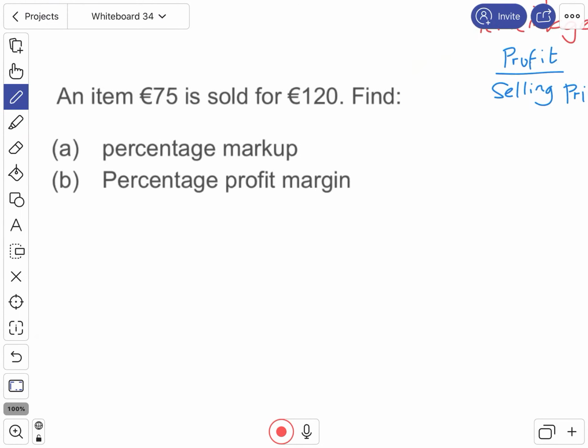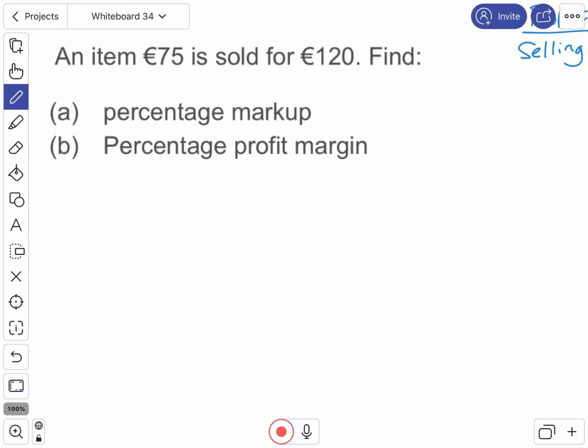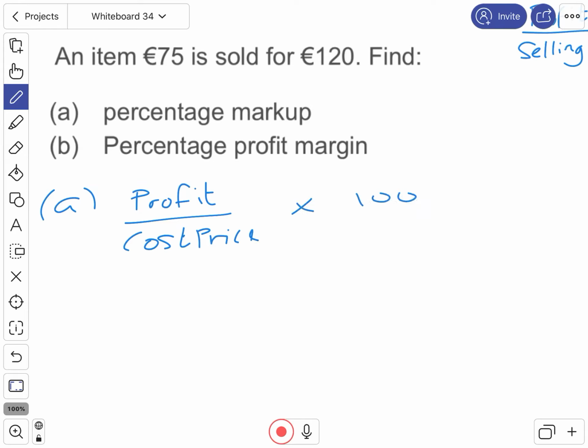So this question here. An item is sold for €120. Find the percentage markup. So first thing is, I know for markup I need two things. I know I need profit. So this is for A. I'm going to need profit, and I'm going to put that over cost price, and I'm going to multiply it by 100. So I need profit here.